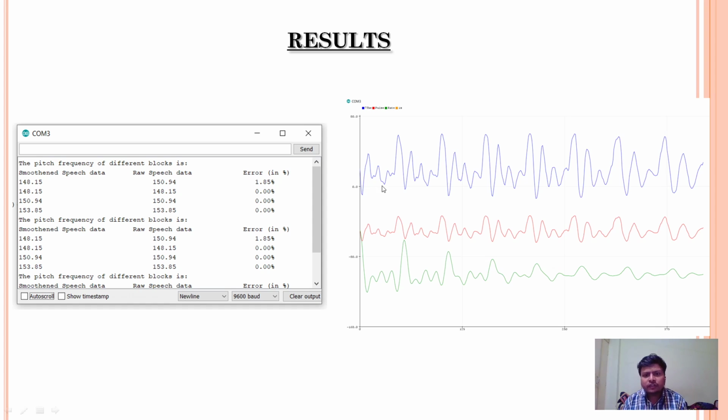And here you can see that the blue colored one represents the recorded speech data. The red colored one is the smoothened version, which is almost the same. And the green colored one is the autocorrelation function, which satisfies all the properties of autocorrelation, that is, starting with the maxima at z equal to 0 and decreasing in nature, and the periodicity of this autocorrelation is almost the same as the signal.